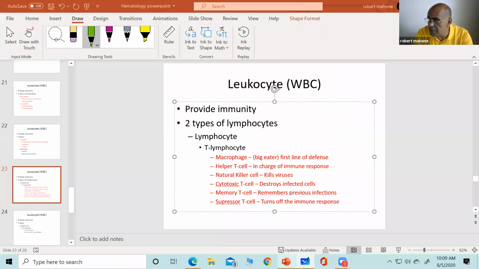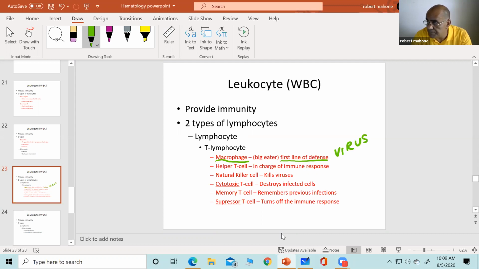All right. So what cells will be doing that? First of all, we have a cell called a macrophage. Macro means big, phago means to eat. So these are big eaters. That's the first line of defense. They go after the virus itself. And so do the natural killers. Anything that shouldn't be here, they both will attack, the macrophages and natural killers. The helper T cell is the teacher in the classroom.